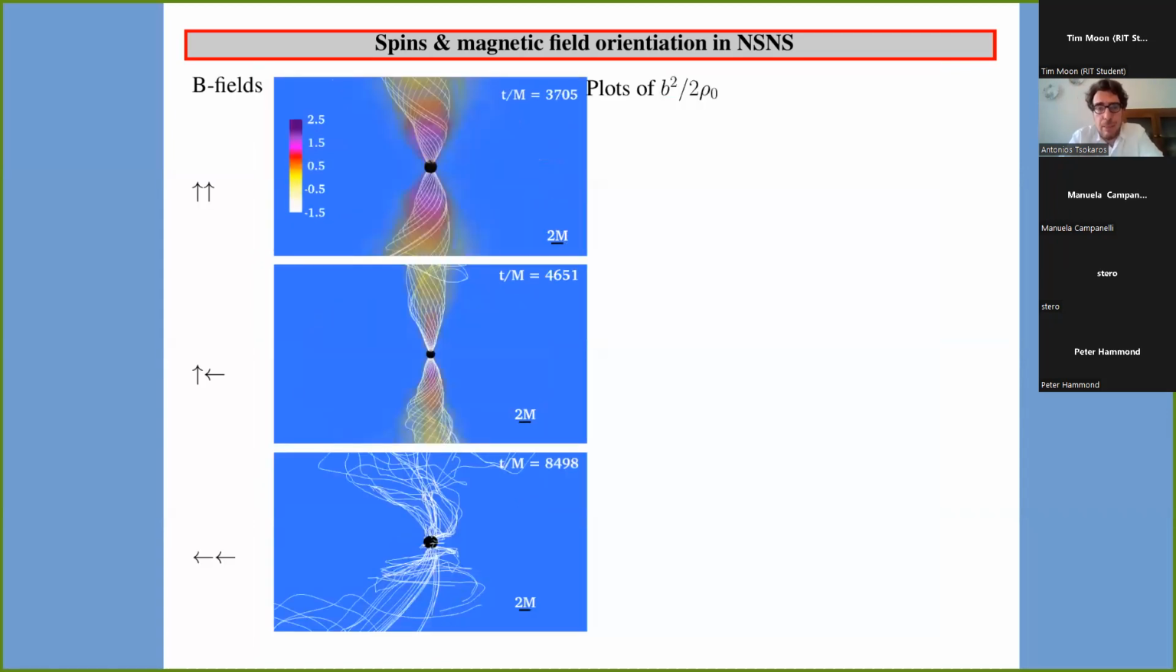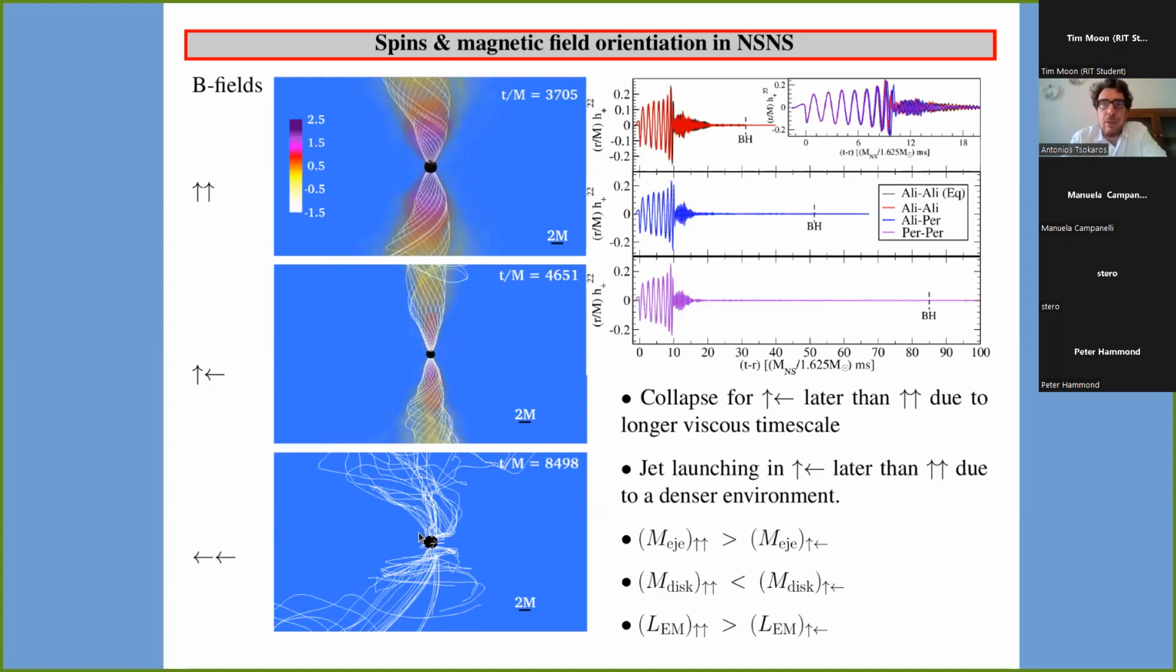Similarly, here are the plots for the B²/2ρ force-free parameter for the three cases. The top is when the magnetic fields are aligned with the orbital angular momentum. In the second row one is aligned and the other is perpendicular, and in the third row both are perpendicular. You can see that B²/2ρ is much stronger when they are aligned, less strong when they are mixed, and there is no funnel at all when both are perpendicular.